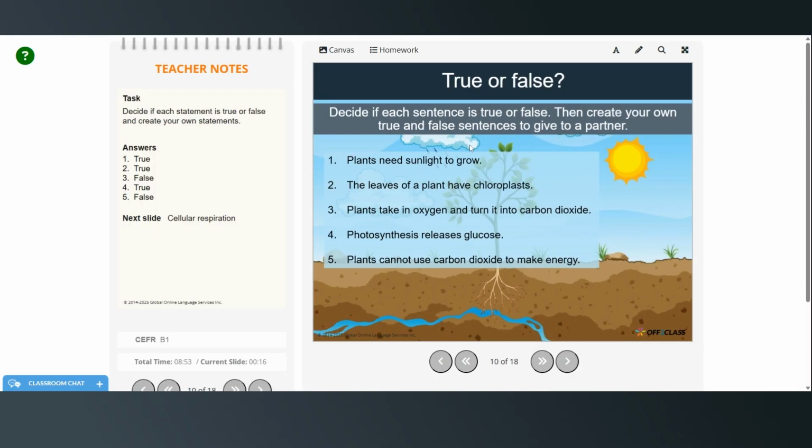Okay, plants need sunlight to grow. That is true. The leaves of a plant have chloroplasts. That is true. Plants take in oxygen and turn it into carbon dioxide. That is false. Photosynthesis creates glucose. That is true. And plants cannot use carbon dioxide to make energy. That is false.